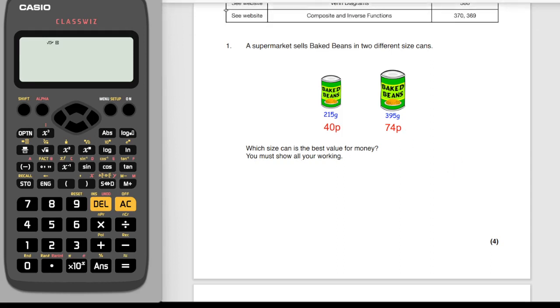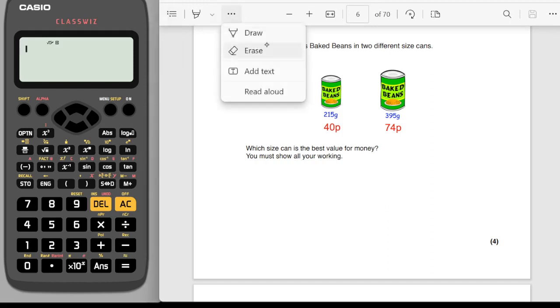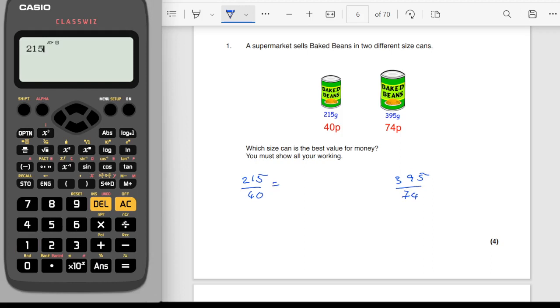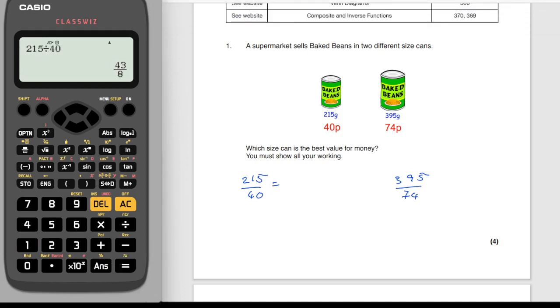So I'm going to write down the two sums that I'm going to work out on my calculator before I even touch it. I'm going to do the amount per pence. So 215 divided by 40, and I'm also going to do 395 divided by 74. The first one, typed as a divide or as a fraction, but as a decimal, gives me, for every 1 pence, 5.375 grams of beans. And for the second one, for 1 pence, I would get 395 divided by 74.